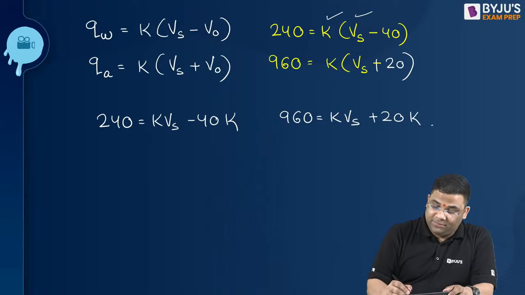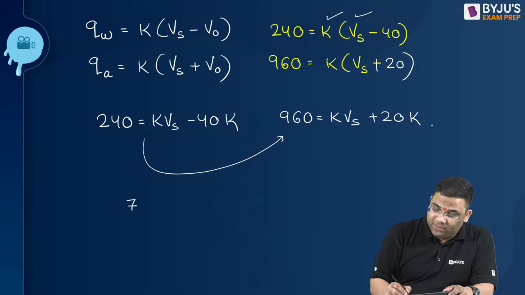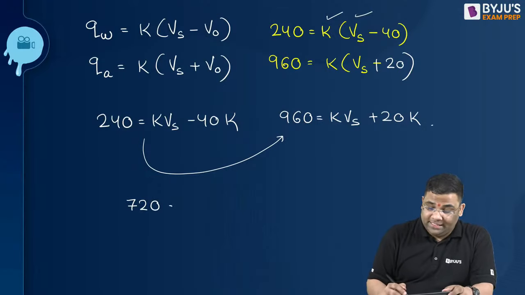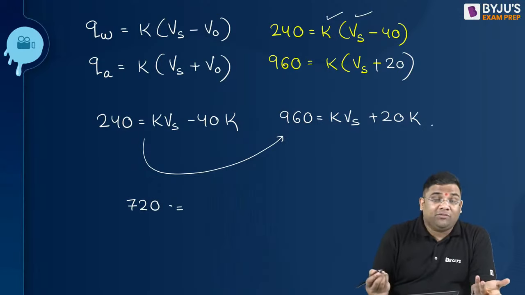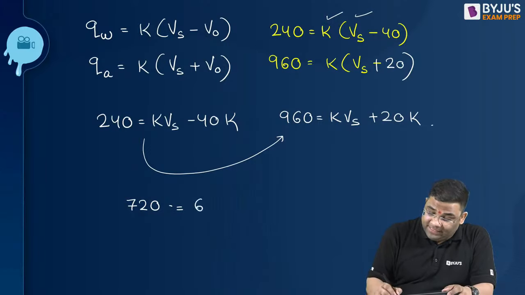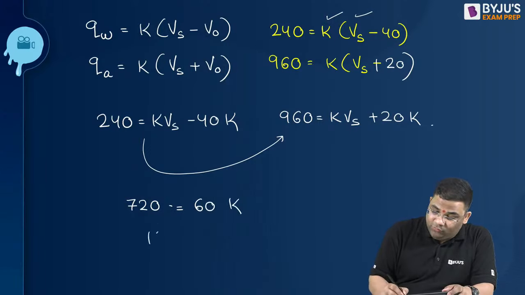Then you can subtract this from this. If you subtract, you'll get how much? 960 minus 240 is 720. KBS will get cancelled. I will get how much? 60K. So from here, K is 12, right? I'm getting K as 12 vehicles per kilometer.